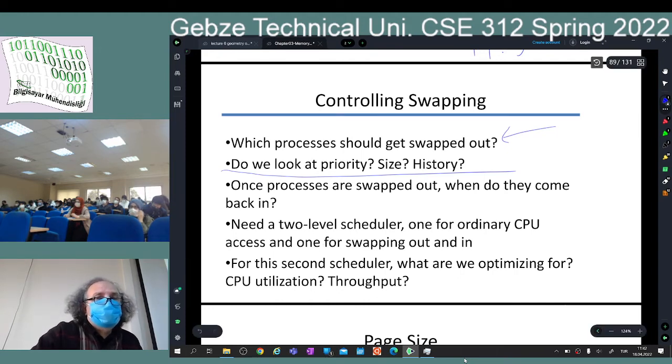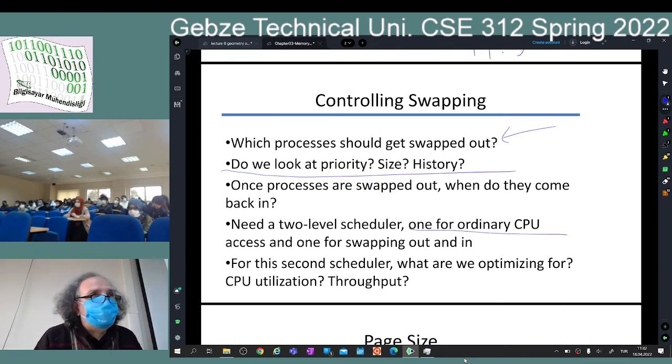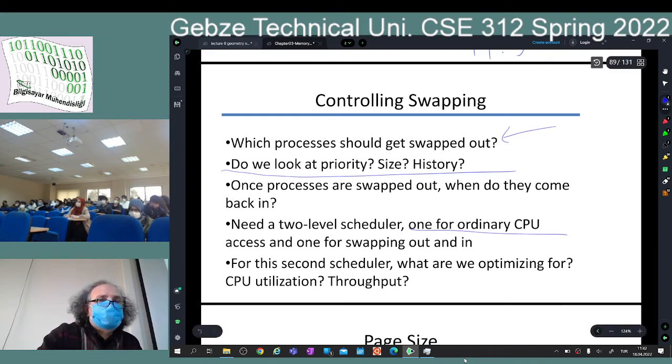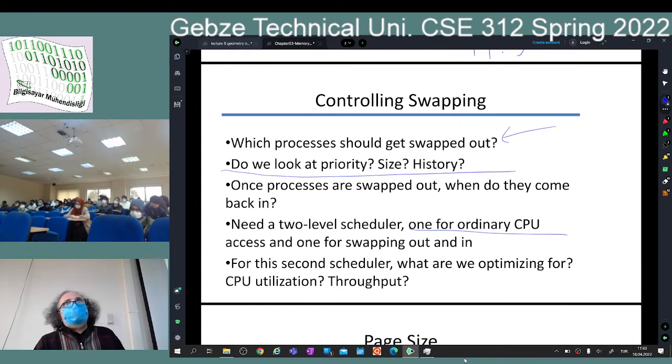Two-level scheduler. One for the ordinary CPU scheduling. The other one is for the memory scheduling, okay? Who is going to stay in the memory and who is going to stay on the disk? Okay, that's the second level. The first level, we already know who is going to use the CPU now. Okay, so it makes sense to of course keep those low priority jobs, large jobs, and not recently used jobs on the disk. The scheduler will make that decision.